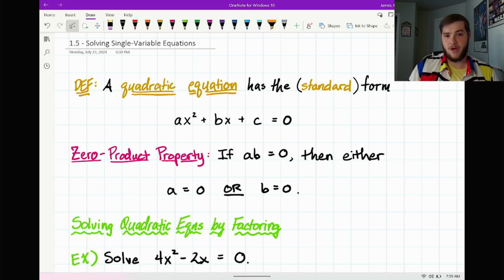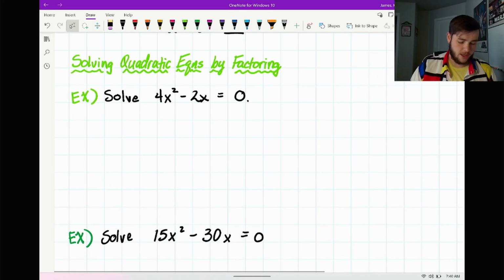The simplest way to solve a quadratic equation, though it's not always possible, is by factoring. The reason this works is because of something called the zero product property. The zero product property is a pretty straightforward idea that if two numbers multiply to 0, then it must be that one of them, or maybe even both of them, were 0. So how can we marry these two ideas to solve quadratic equations?